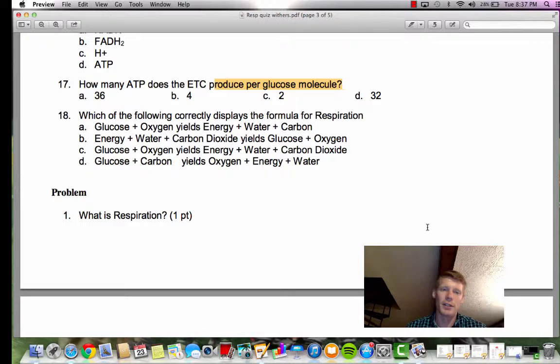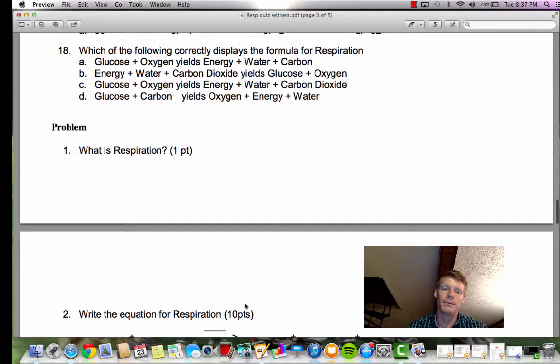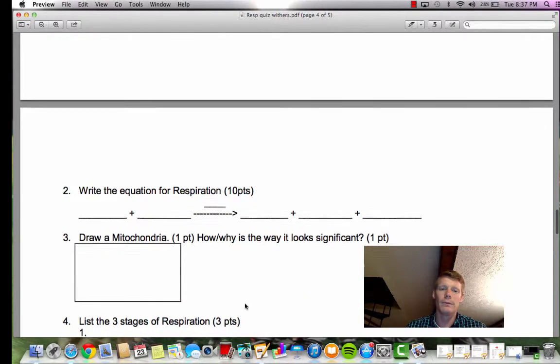Alright, now we're on the short answers. For 1 point, what is respiration? It's a definition we've been going over and over. What is respiration? Question 2. Write the equation for respiration. So you have 2 pieces right here. Photosynthesis portion needs to go over the arrow, and then it produces 3 items. So you need to write the equation for respiration.